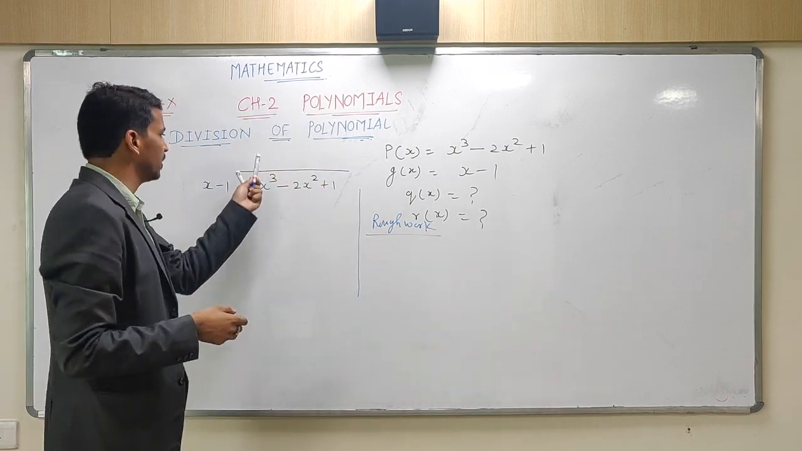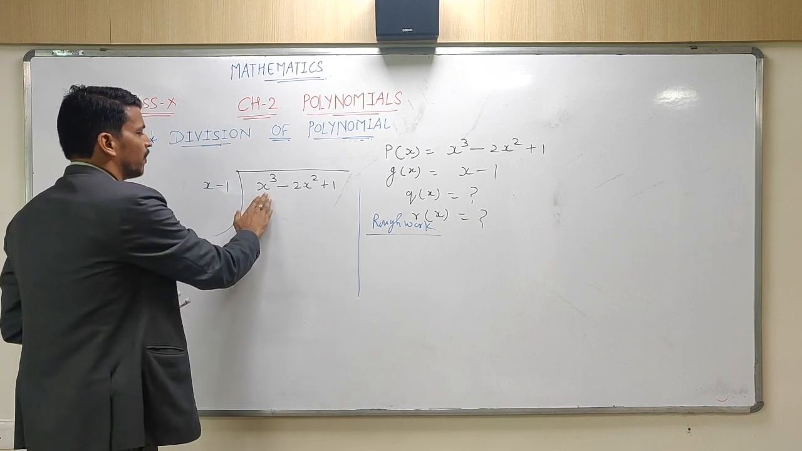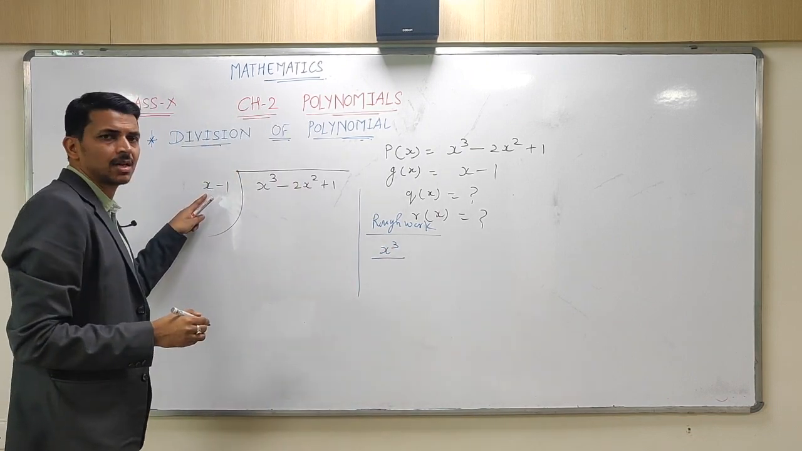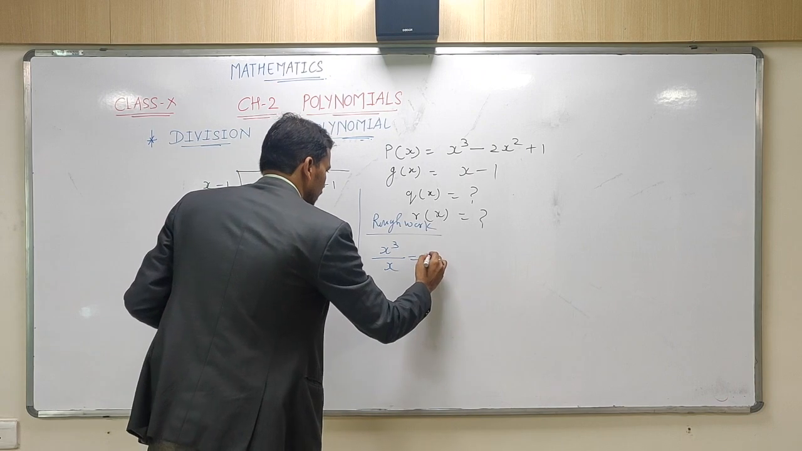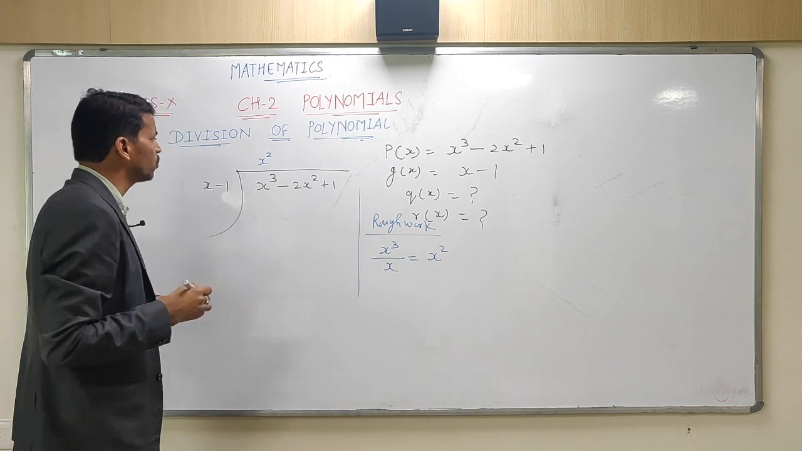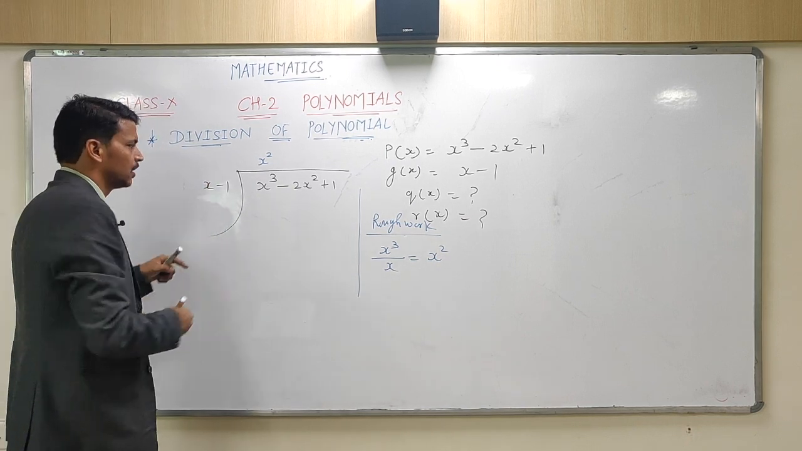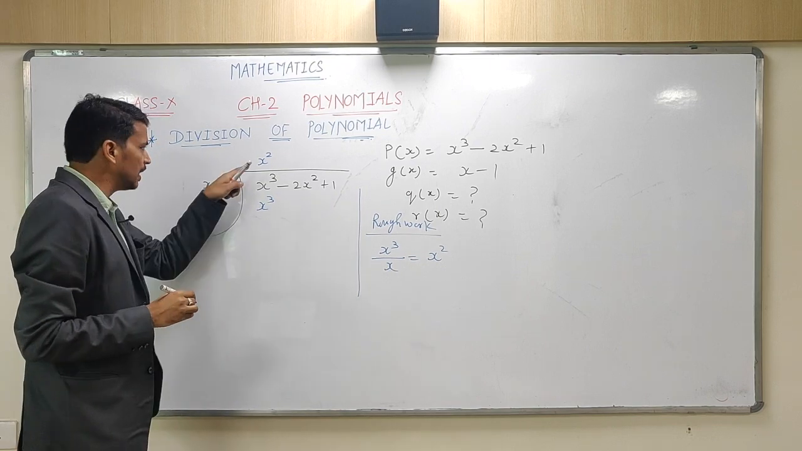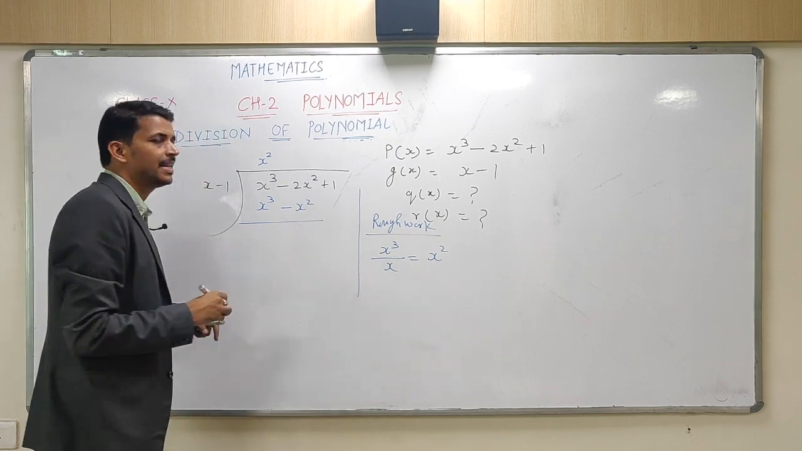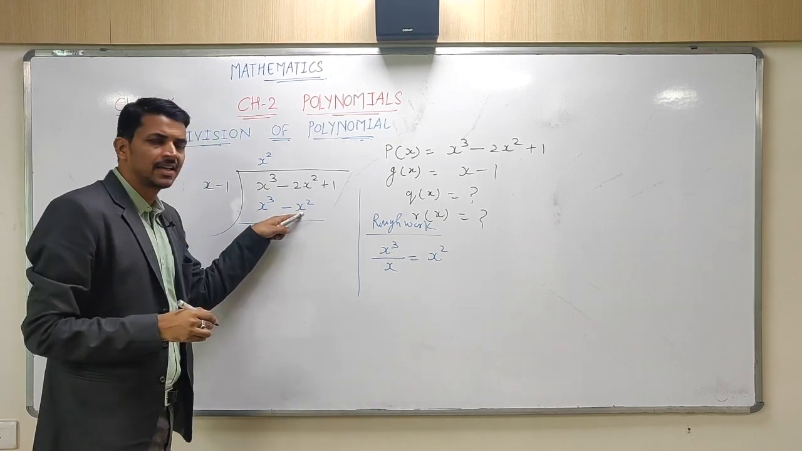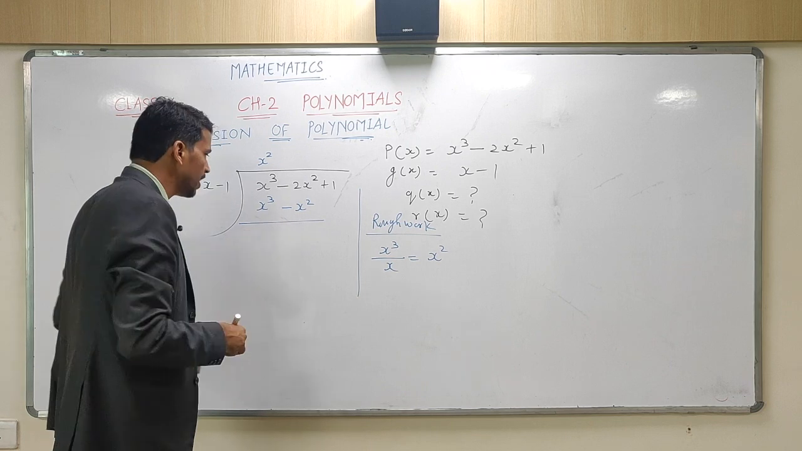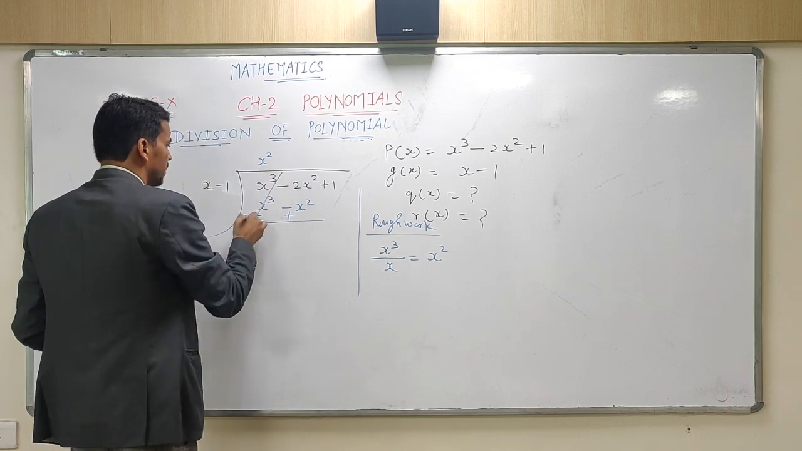To decide your first quotient, take the first term from the dividend, that is x cube, and divide by the first term of your divisor, that is x, which will be equal to x square. Right, over here x square. Now multiply x square with x, you will get x cube. Then x square multiplied with minus 1 gives minus x square. In division, whenever the quotient is multiplied with the divisor, the sign of the resulting terms is to be changed. So this is minus, this is plus, this will be cancelled.